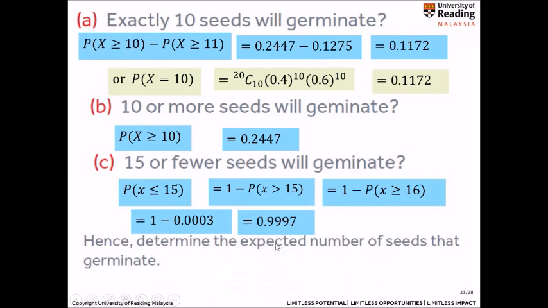So hence determine the expected number of seeds that germinate. In this case, please remember this is the expectation, or sometimes it's called the mean. The formula just takes n times p, the number of tries and the probability of success. That will give you the expected number of seeds that germinate. So our n is 20, probability is 0.4. Therefore, the answer is equal to 8. So please look at the table again and again until you are familiar. And do use the table, the first slide, to convert it to the probability greater or equal to.